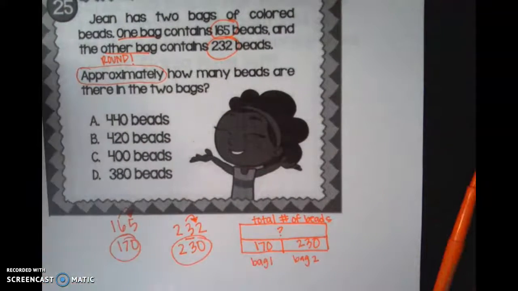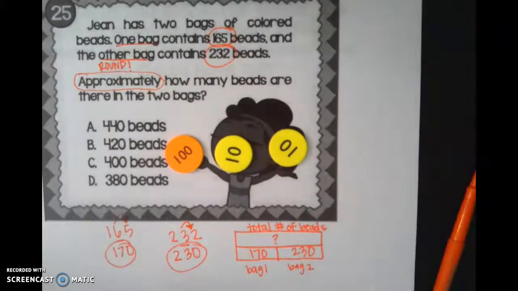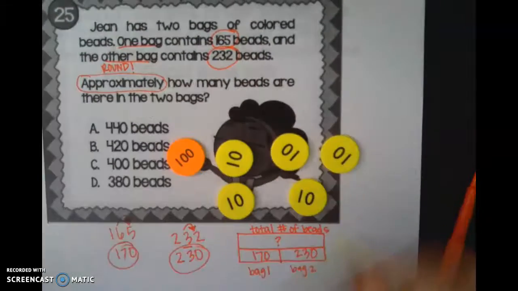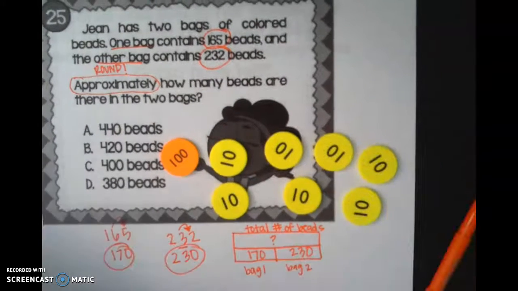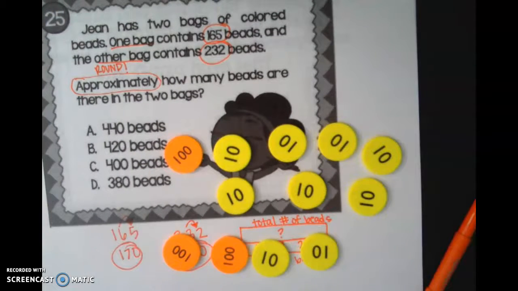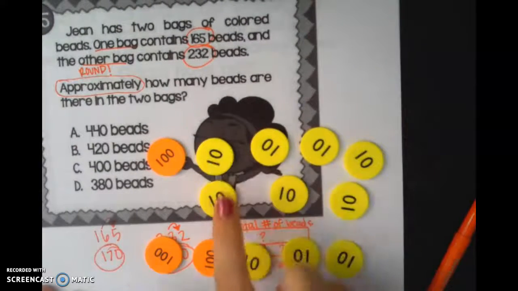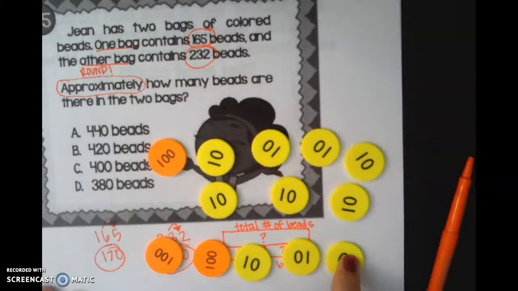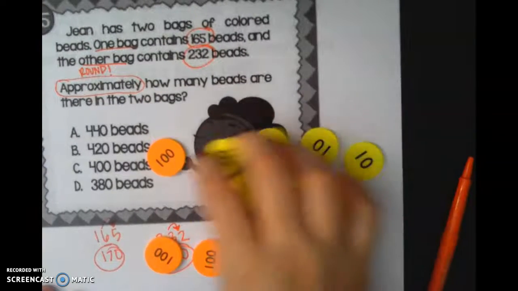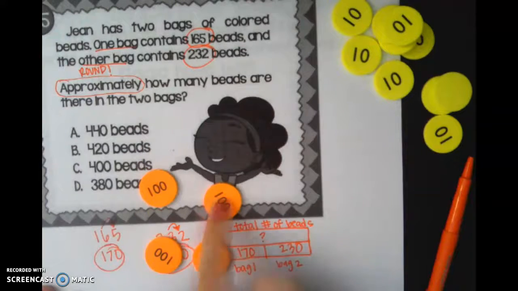Well, I'm going to use some place value discs. 100, 1, 2, 3, 4, 5, 6, 7, 230, 100, 200, 1, 2, 3. 10, 20, 30, 40, 50, 60, 70, 80, 90, 100. So I'm going to take all of these and I'm going to regroup it to 100, 100, 200, 300, 400.